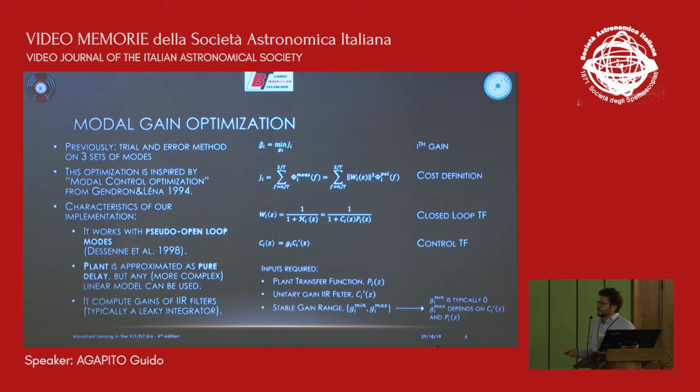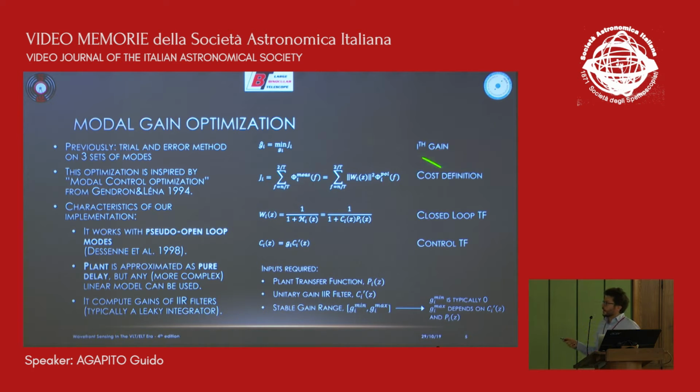We start from the work from Gendron and Léna, but we have a slightly different implementation. We work with pseudo-open loop modes because we have no possibility to disentangle the turbulence and the noise from the closed loop data. Then we choose to approximate the plant as a pure delay. And this modal control optimization computes the gain for filters that do not change during operation.